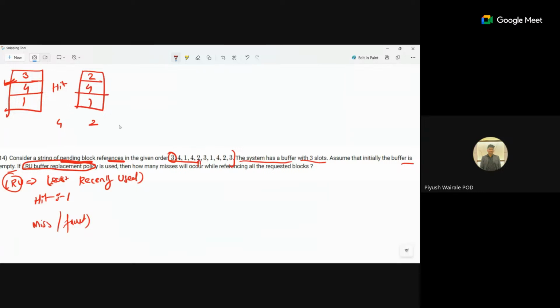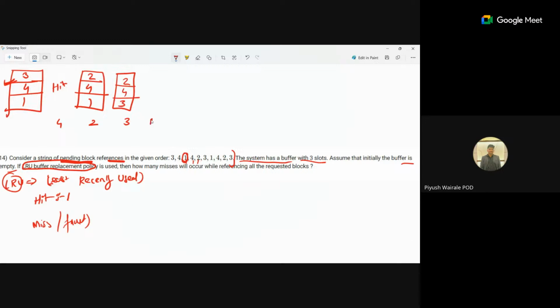What about the next element, 3? Tell me. Now we don't have 3 in that. So which will be the least recently used element here? 1. Out of 2, 4 and 1 we got, you can see 1 was the oldest one. So we are going to remove 1, and instead of 1 we'll put 3. So 2, 4, 3 here.